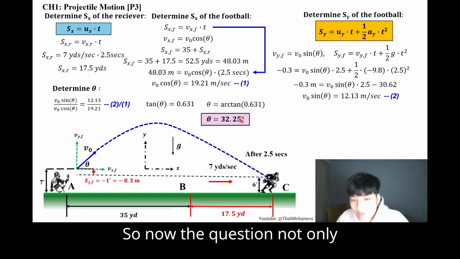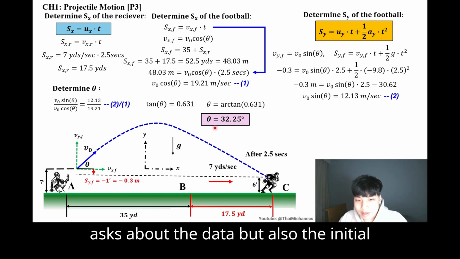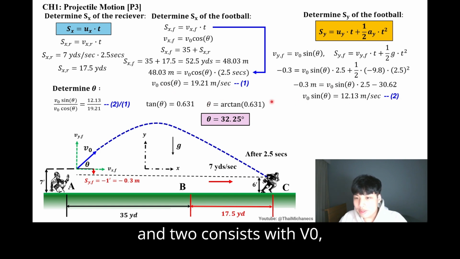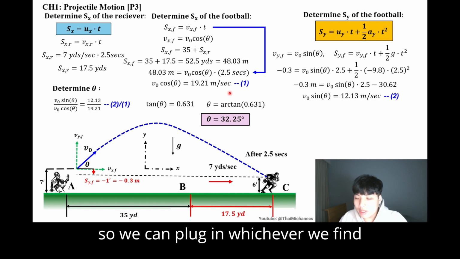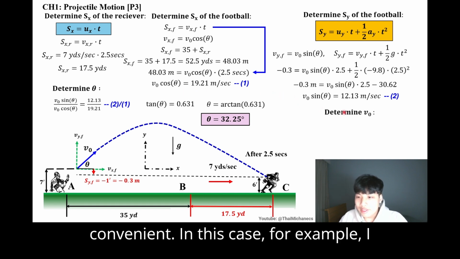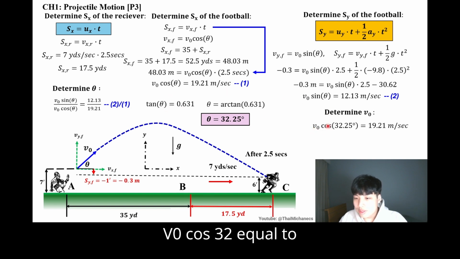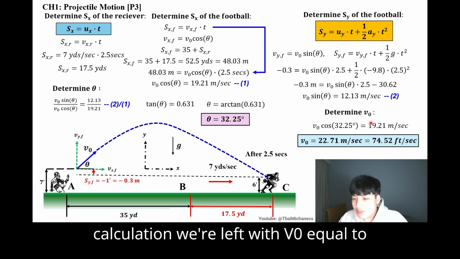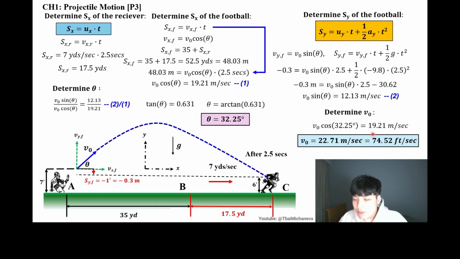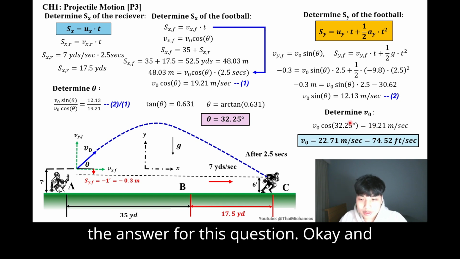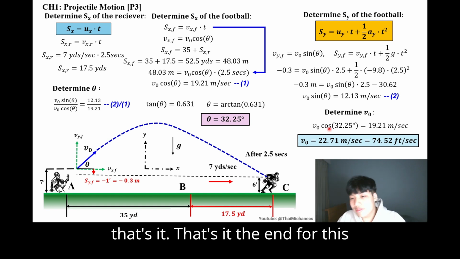Now the question not only asks about theta but also the initial velocity. We know that equations 1 and 2 both contain v0, so we can plug in whichever we find convenient. In this case, for example, I plug in equation 1 and we get v0 cos 32 equal to 19. Making the calculation, we are left with v0 equal to 20 meters per second or 47 feet per second. That is the answer for this question. And that's it, that's the end for this question.